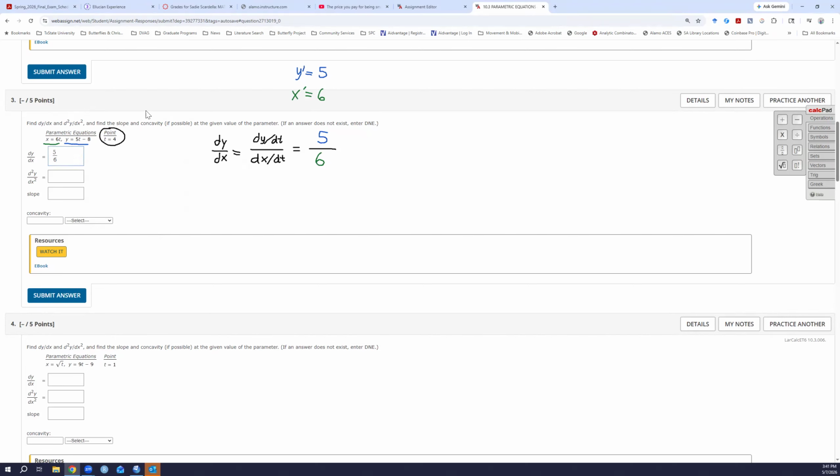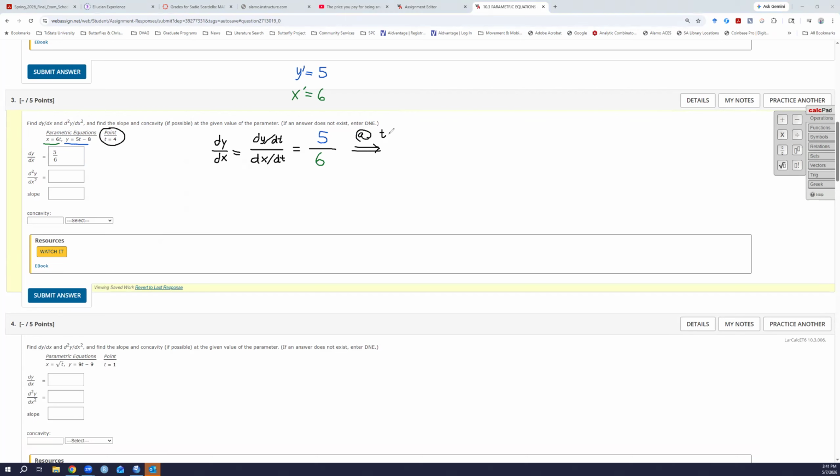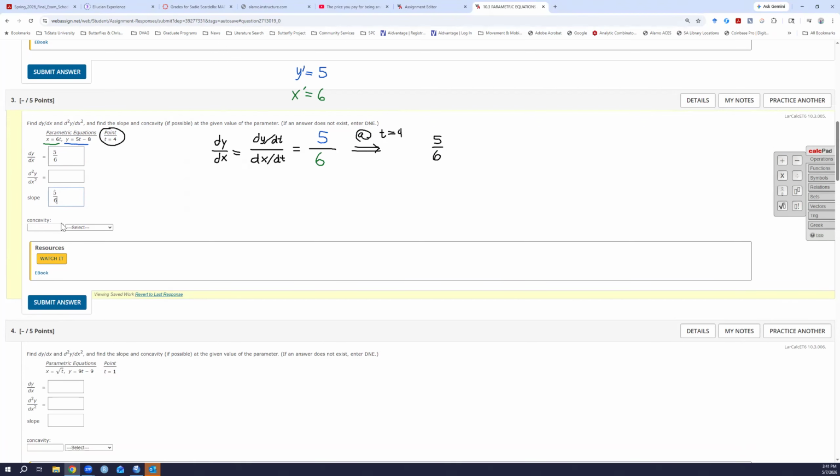5 over 6. Okay. And that means that if we were asked to evaluate this at t equals 4, there is not a t that we can plug in there. So that's just going to be a constant value of 5 over 6. So it has a constant slope for this function. So that should just go down here for slope, 5 over 6. There was nothing to plug in. Okay.